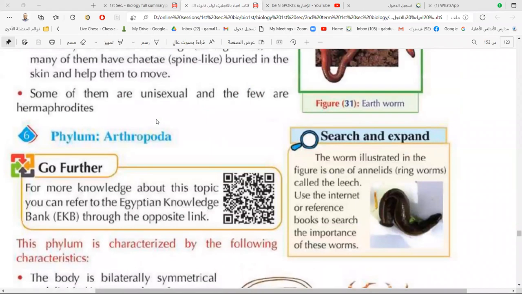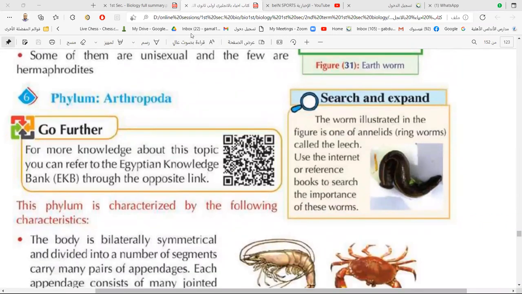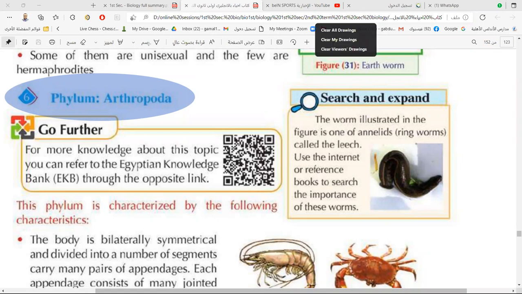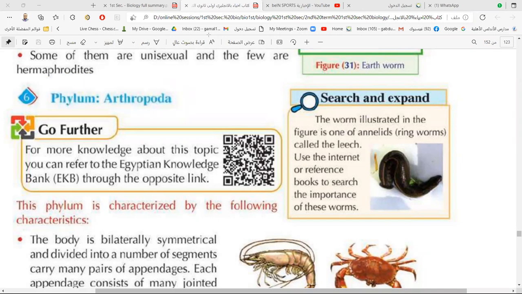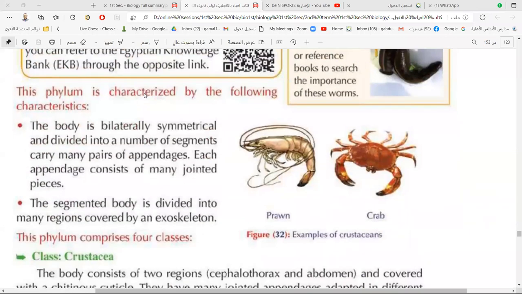After that, we have phylum Arthropoda. مفصليات الأرجل. شعبة مفصليات الأرجل. This is the biggest section of living organisms on the ground. Maybe more than 50% of living organisms on the ground are from Arthropoda. مفصليات الأرجل تمثل الجزء الأكبر من الكائنات اللي عايشة على الأرض.